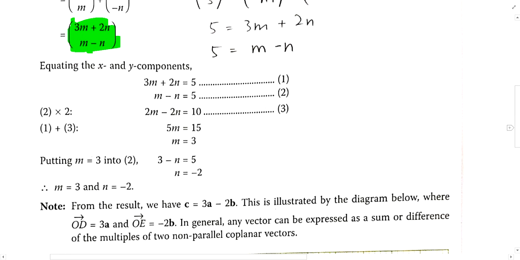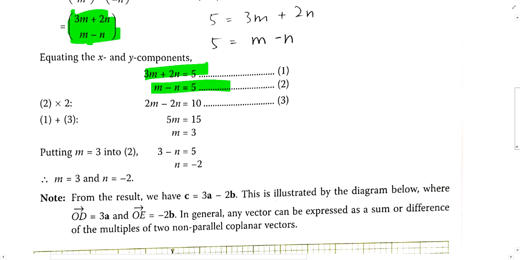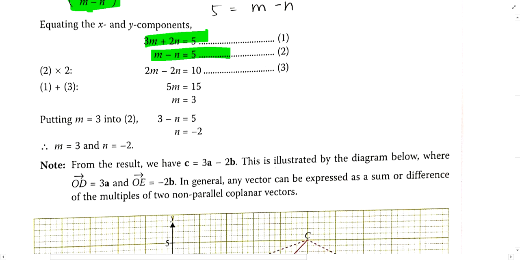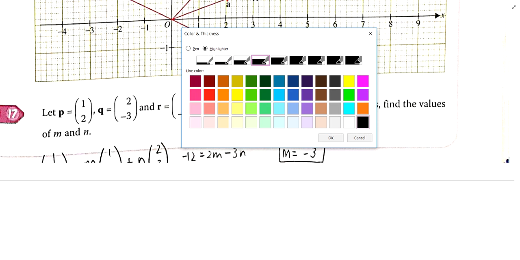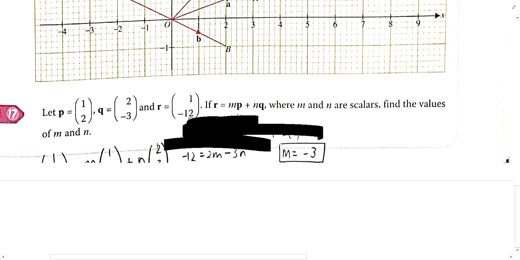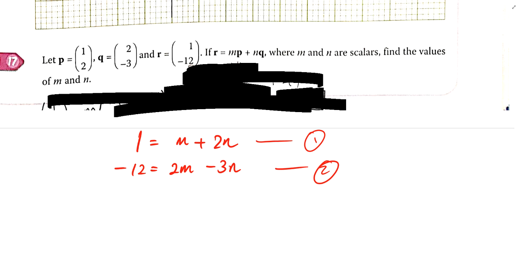So from here we will generate two simultaneous equations. 3M plus 2N equals 5, M minus N equals 5. Solve your simultaneous equations, get M and N. Okay? So we're going to try this over here. As long as you can reach this, it's good.